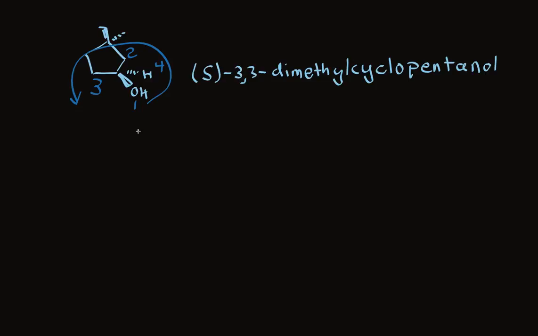S-3,3-dimethylcyclopentanol. So you see, using these systematic rules in this exact order each time, we can unequivocally name even fairly complicated structures.